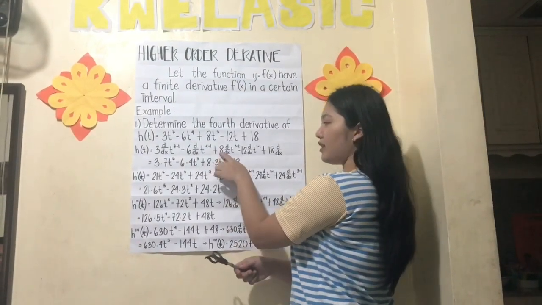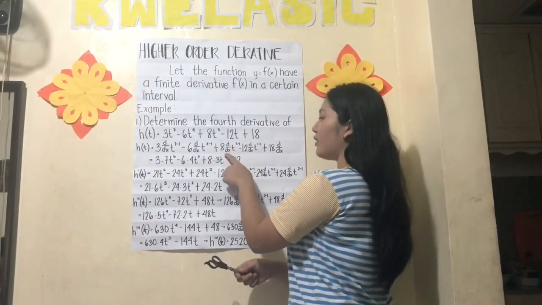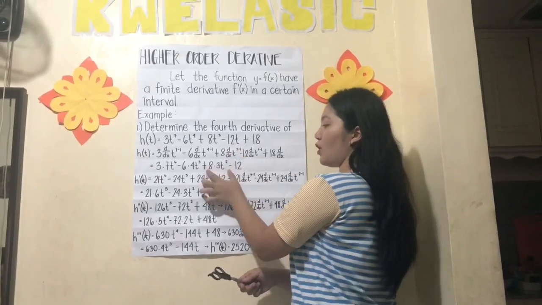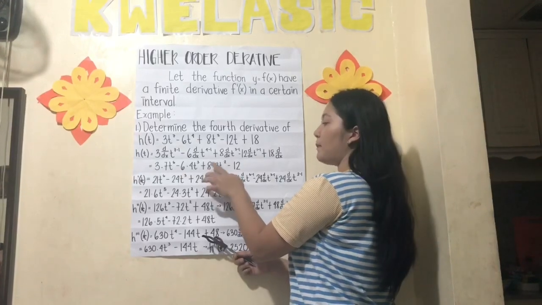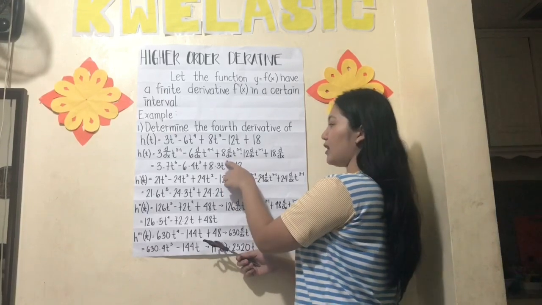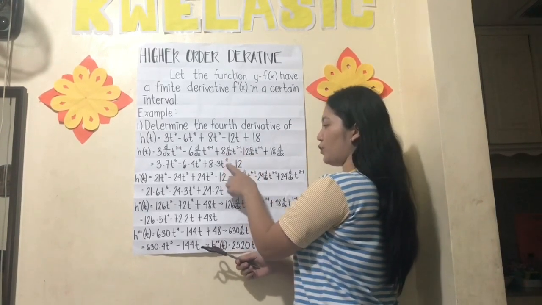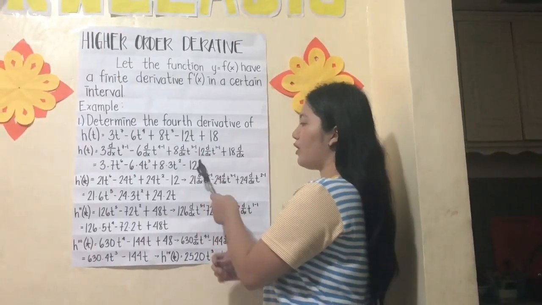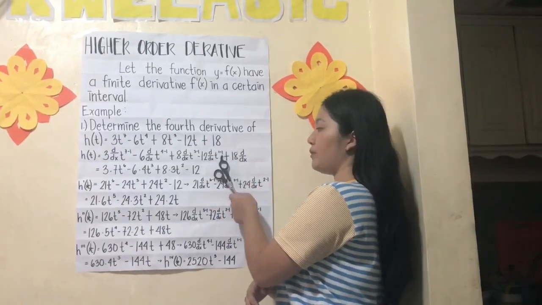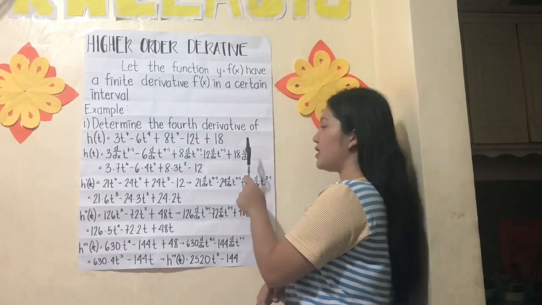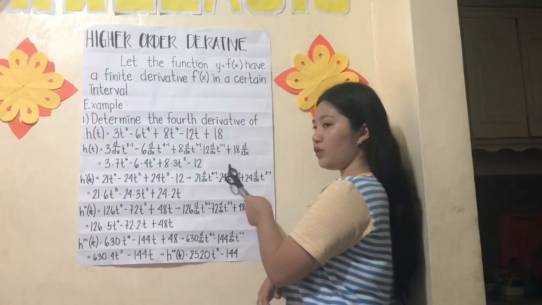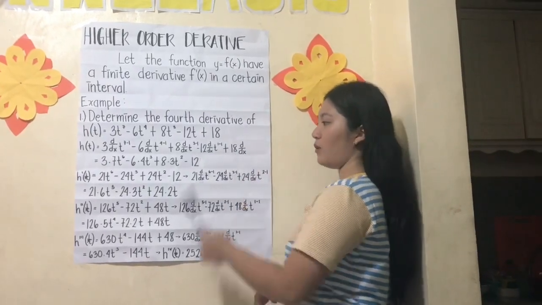Third, 8 d over the derivative of x, t to the 3 minus 1. So we need to multiply 8 by 3 and copy the same variable, which is t, to the 3 minus 1, which is equal to 2. Minus 12 d over the derivative of x, t to the 1 minus 1. And next is 18 d over dx. By using the constant rule, 18 will become 0.